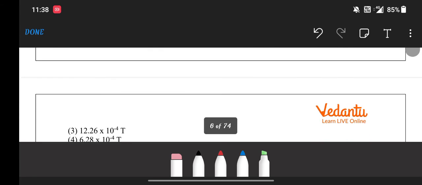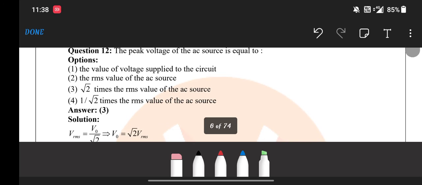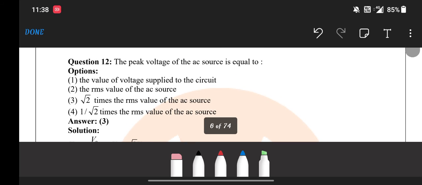So moving on to our next question, that is question number 12. Here they are asking, what is the peak voltage of an AC source equal to? The value of voltage supplied to the circuit, the RMS value of the AC source, root 2 times the RMS value of the AC source, or 1 by root 2 times the RMS value of the AC source?